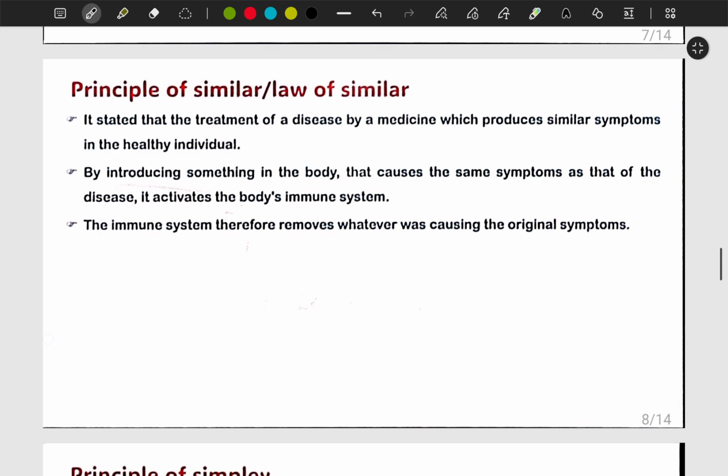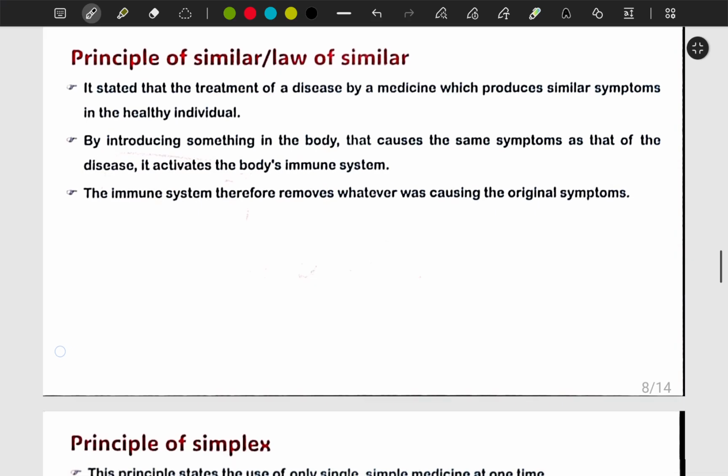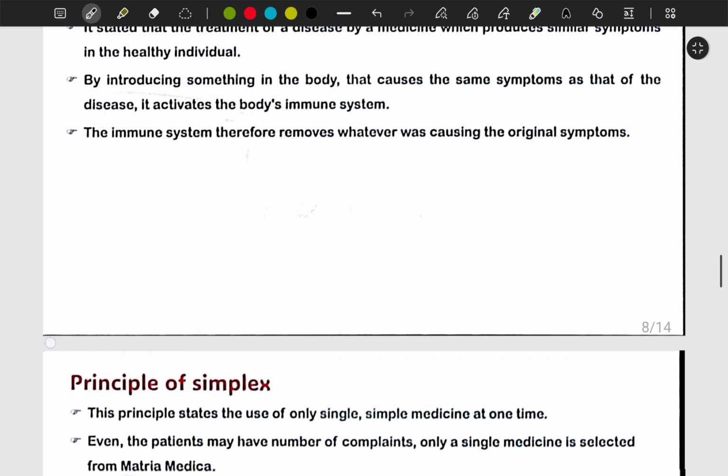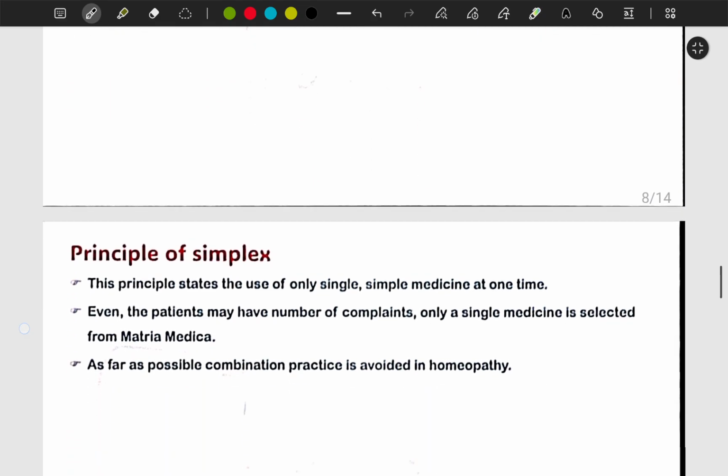Principle of similar stated that the treatment of the disease is by a medicine which produces similar symptoms in a healthy individual. By introducing something in the body that causes the same symptoms as the disease, it activates the body's immune system. The immune system therefore removes whatever is causing it.